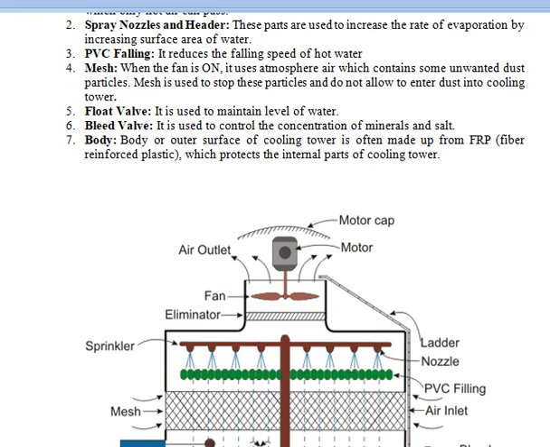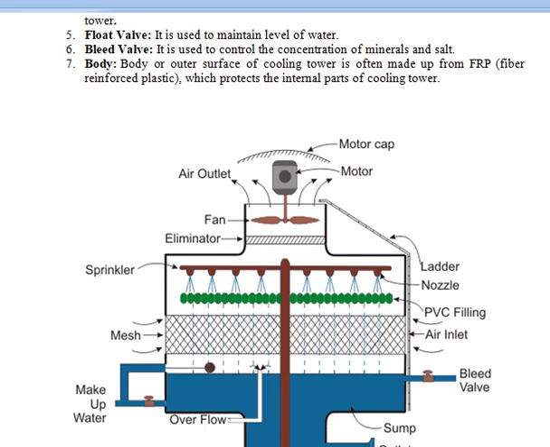Only the filtered air is entered into this. The air taken from the atmosphere should not contain any dust particles. That means the mesh's function is to avoid the unwanted dust particles. The next is the float wall. The float wall is used to maintain the level of water.